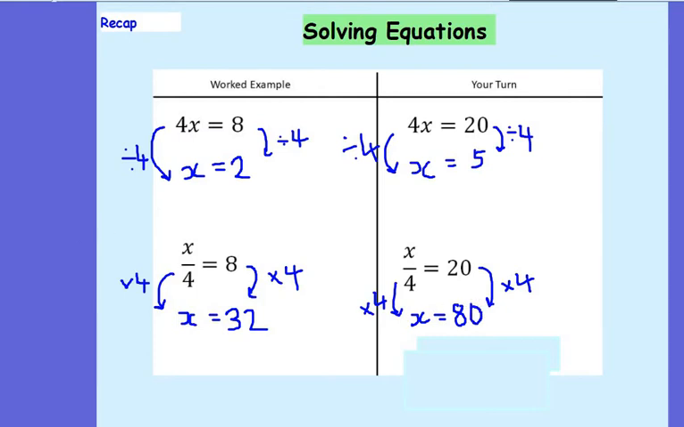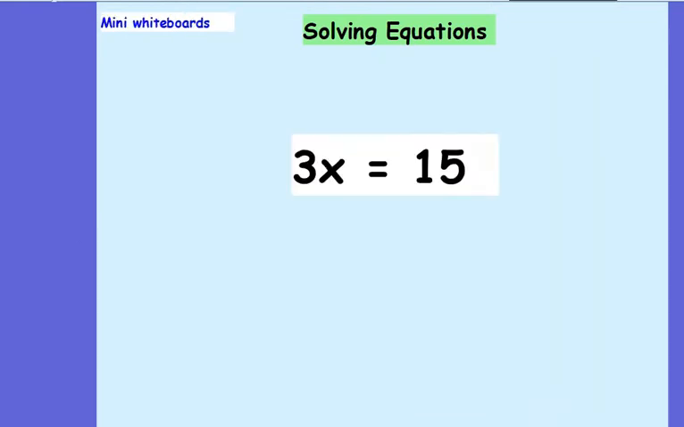Let's see how confident we are. Mini whiteboards or light blue books, 3x equals 15, solve it for me. Pause the video if you need. Right, dividing both sides by 3 gives me that x is equal to 5. Let's do another. How about now? Same again, we want to divide both sides by 3, which leaves me with x is equal to negative 5. How about now? Pause the video if you need. Again, divide both sides by 3 gives me that x is equal to negative 5 over 3.